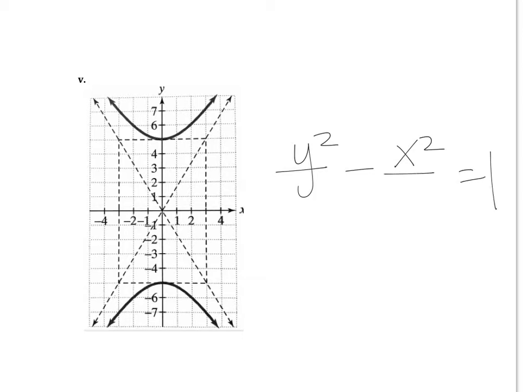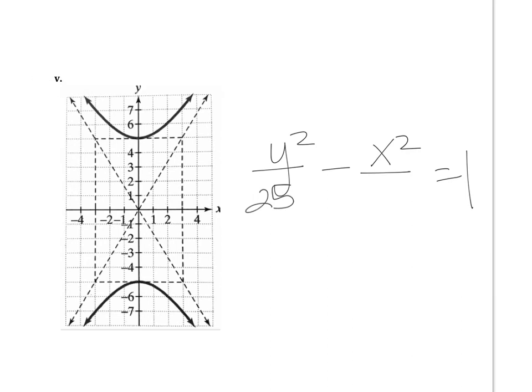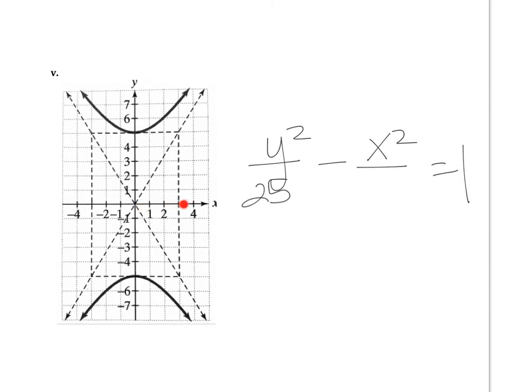And now we just have to figure out what's in the denominator of these fractions, and keep in mind that whatever goes below y squared is telling us something about this rectangle. The distance from the center to the vertex is the square root of whatever goes under this y squared, and the distance from the center to the edge of my rectangle is the square root of whatever goes under the x squared. Okay, so it looks like we have a distance of 5, so that must mean under y squared is 25. And it looks like we have a horizontal distance of 3. So under my x squared must be 9.